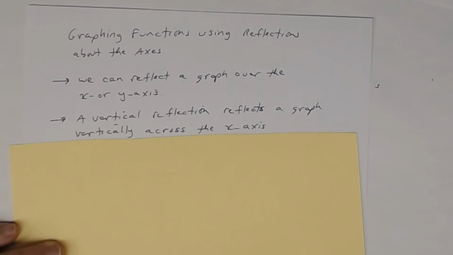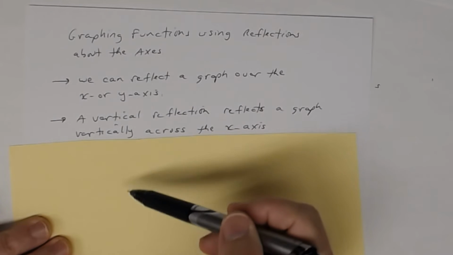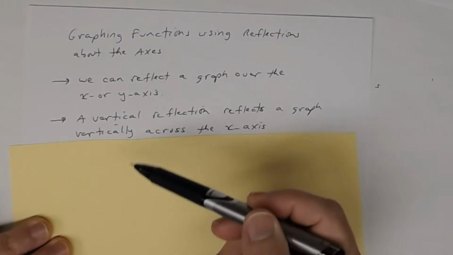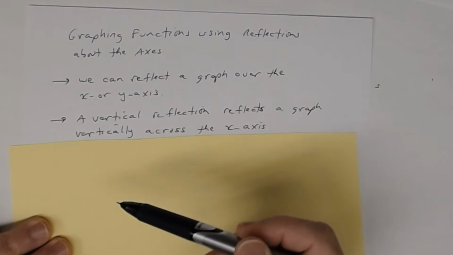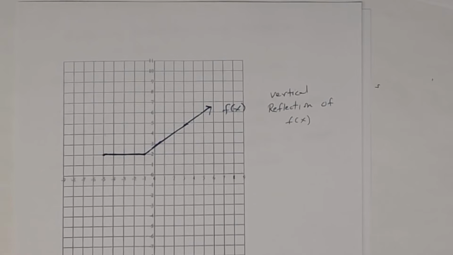A vertical reflection reflects a graph vertically across the x-axis. So let's look at what that means. Remember, vertical means going up and down. So you're going to reflect it about the x-axis. That's a vertical reflection. Let's look at an example. It's a very simple process. The concept is very easy to understand.